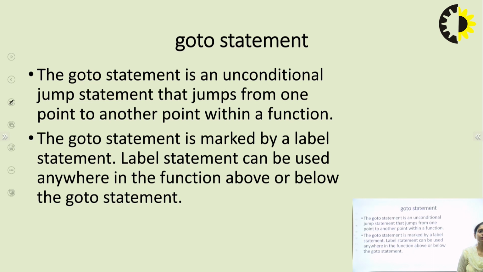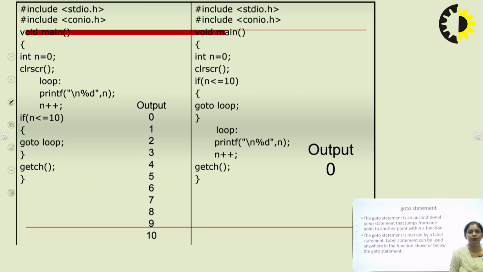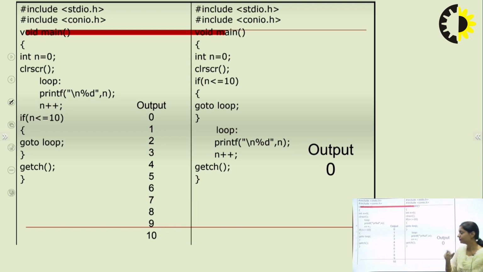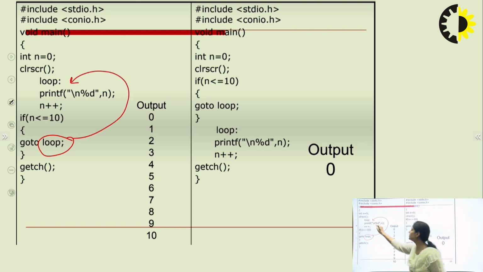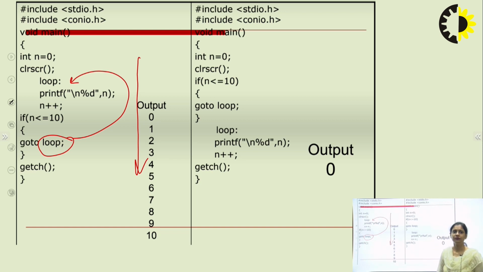Then we have the goto statement. This goto statement is an unconditional jump statement which helps us jump from one point of the program to another point. For example, if you look over here, we have a goto label. This loop is a label. So, as soon as the control comes to this loop, the control gets transferred to the same label and then the execution starts. So, it breaks the actual top-down approach, the flow of the program.